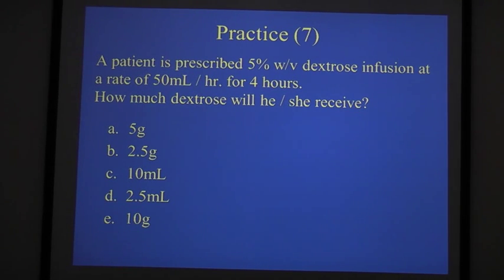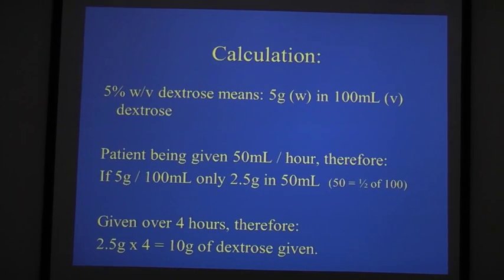Okay, so looking at this, the answer you should have got is 10 grams. And the way we got to that is 5% weight to volume dextrose means you've got 5 grams in 100 mils. So you've got 5 grams of dextrose in 100 mils of the solution. The patient has been given 50 milliliters per hour. So that means if you've got 5 grams in 100 mils, there's only 2.5 grams in 50 mils because it's half of that. So given over 4 hours, that's multiplied by 4 and that's 10 grams.